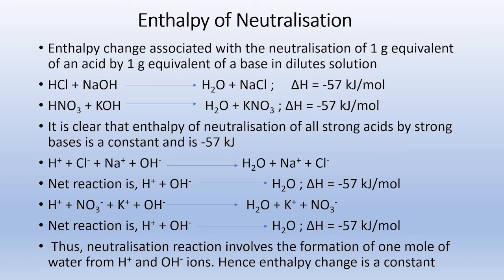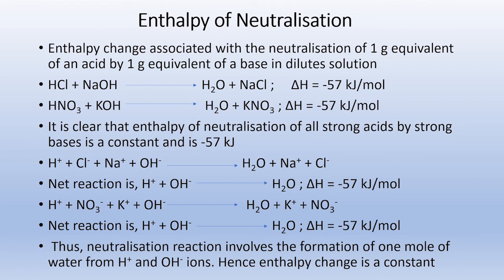We know in the equation of HCl and NaOH, both are strong electrolytes and they undergo complete ionization. So we can write H plus Cl minus plus Na plus OH minus, giving H2O plus Na plus Cl minus. The identical terms can be cancelled on either side, so that the net reaction we can write as H plus OH minus giving H2O, with an energy change of minus 57 kilojoule per mole.